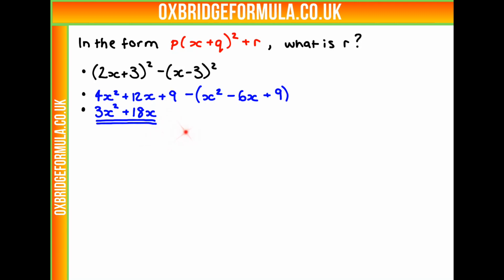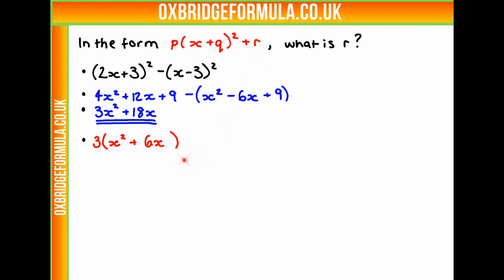Well, let's see if we can find out what p is. Let's see if we can find a common factor that we could just take out and separate. And that would be, let's say, 3. 3 is a factor in both of these, so it's a good likelihood that 3 is going to be p. And that leaves us with 3 times x squared plus 6x. So this bracketed term here is going to equal this bracketed term here plus our r on the end.